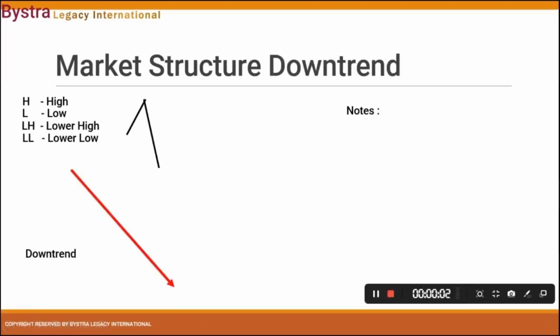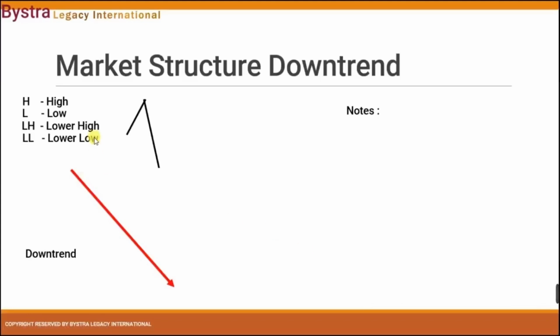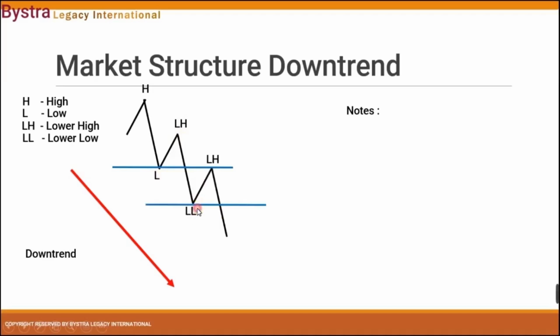Now let's look at the market structure for downtrend. Same as the uptrend, you need to identify and know the high, the lower high, and the lower low. So for downtrend, price will move in a downtrend motion, where price will create a high, low, price pullback, create the lower high, and broke the previous low. This will mark as your new lower low.